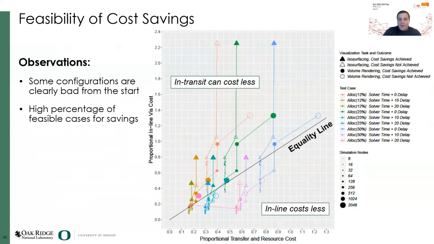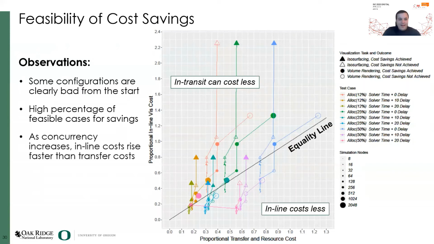And so we can see in this chart, there's a really high percentage of feasible cases of cost savings. And so overall, 30 of 58 possible cases did achieve a cost savings in our study, for a total of 20% of intrinsic cases where we saved on cost. And finally, as our concurrency increases, our inline costs rise faster than our transfer costs. And so what does that mean?